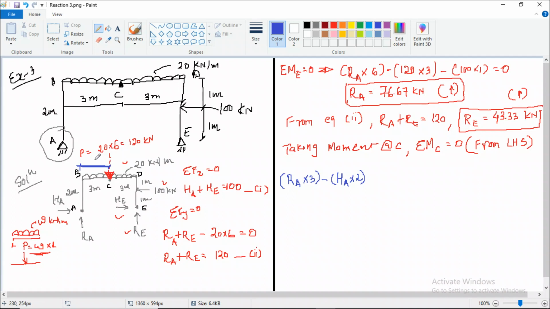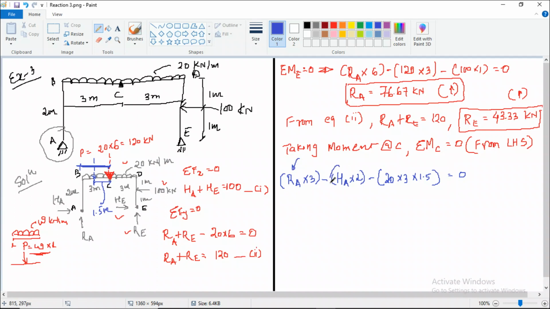So here again you need to convert that into point load. So point load will be intensity multiplied by distance. So 20 multiplied by 3 in this case, right? So point load will be 20 multiplied by 3 and multiply by distance. So this point will be acting at the center of this 3 meter. So ultimately the distance will be 1.5 meter. So multiply by 1.5 equal to 0. Now you know the value of RA, so substitute the value of RA here.